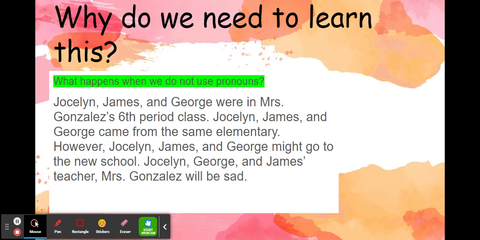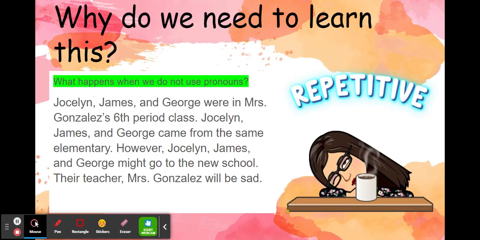Why are we learning this? So what happens when we do not use pronouns? Let's read this little paragraph. Jocelyn, James, and George were in Mrs. Gonzalez's 6th period class. Jocelyn, James, and George came from the same elementary. However, Jocelyn, James, and George might go to the new school. Jocelyn, George, and James' teacher, Mrs. Gonzalez, will be sad.